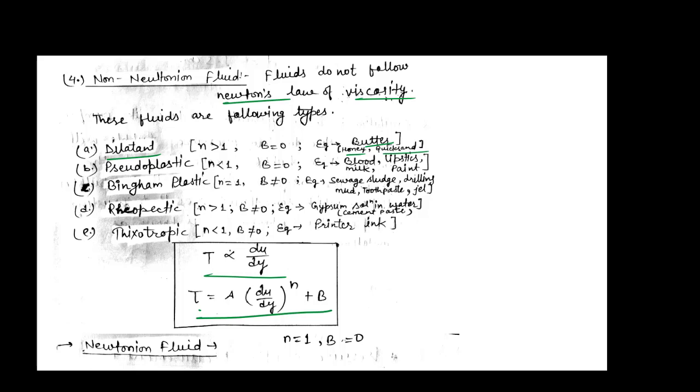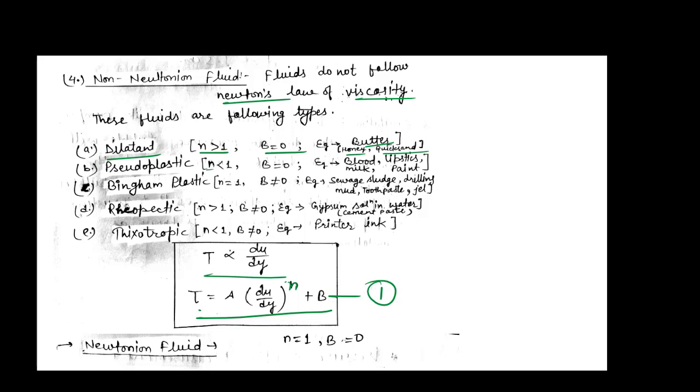So tau equal to A (du upon dy) to the power n plus b. Here are the values given for n and b. For dilatant fluid like butter, honey and quicksand, n is greater than 1 and b is equal to 0. So you can easily put these values in this equation number 1 and you can find out the tau value.